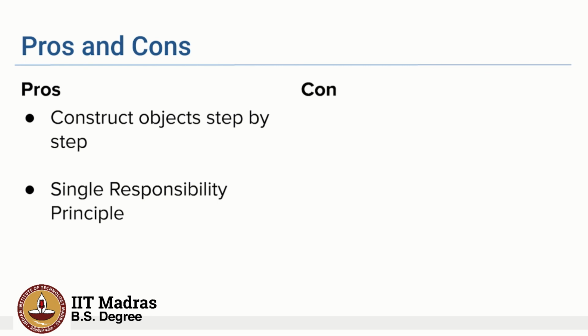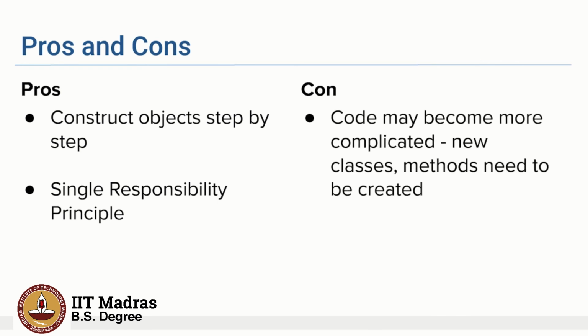Now, what are some drawbacks or disadvantages of this design pattern? Well, the key disadvantage is that the code may become more complicated, right? So as we saw, we needed to create another builder class with the same parameters, right? And additional functions as well. And if you feel that in your code you do not have many mandatory and optional parameters, then it might be okay to not use this design pattern.